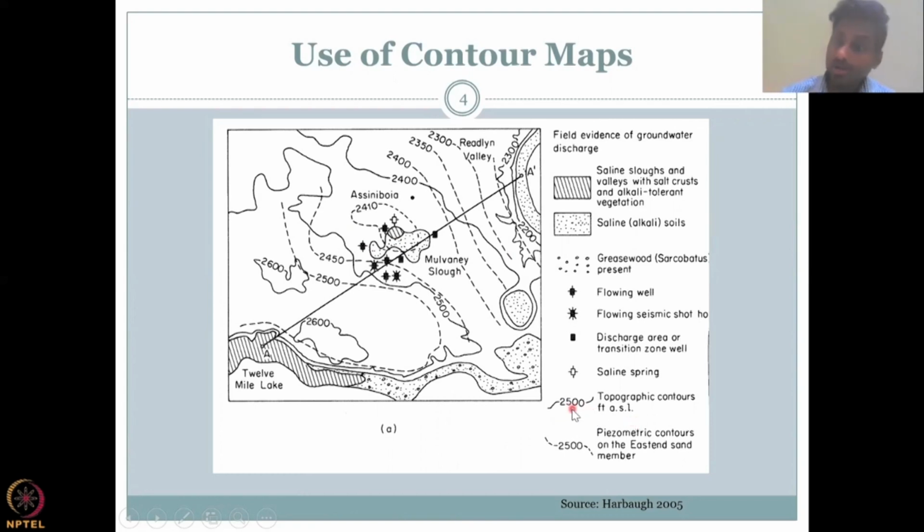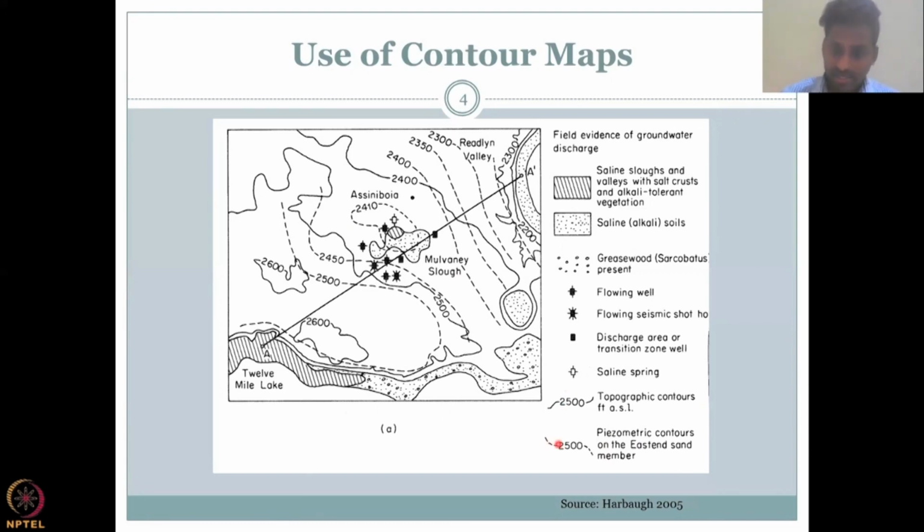Okay, so you have two types of contours. As I said, one contour could be just the elevation of the land, so you connect all the points with the elevation of the land, or you can take the piezometric contours, which is the groundwater elevation. So let's not worry about the elevation of the land. We are looking more at the groundwater.